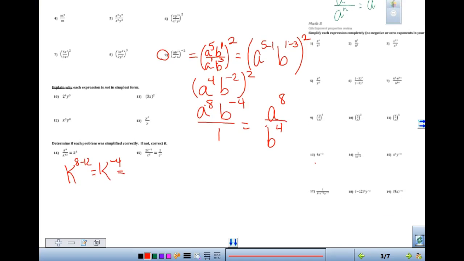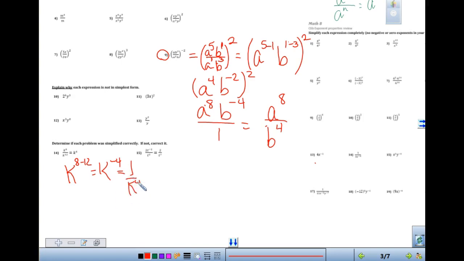Kaylee can help her. Is k to the negative 4th the same as k to the 4th? No. When we have a negative exponent, that tells us to do the what? Ellen can help me. Okay, so what does that negative exponent tell us to do? Take the, yeah, flip it, call the reciprocal.